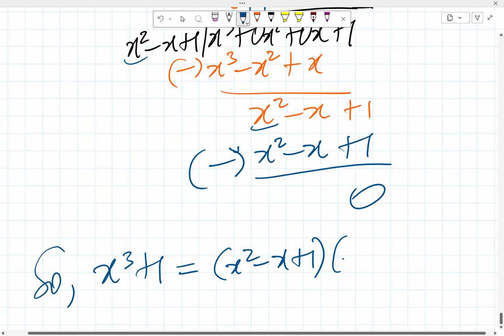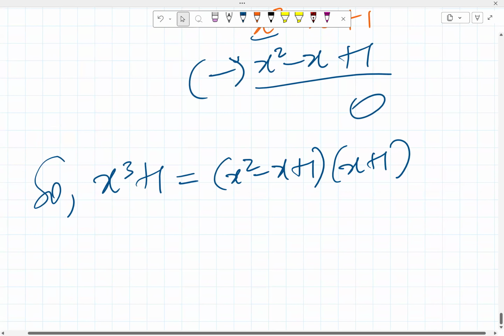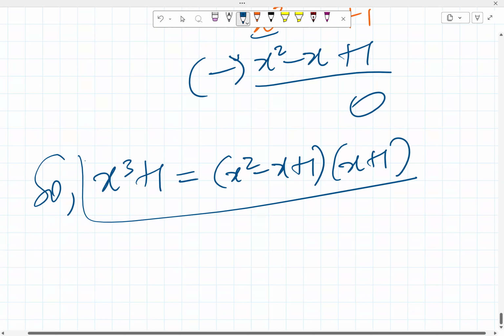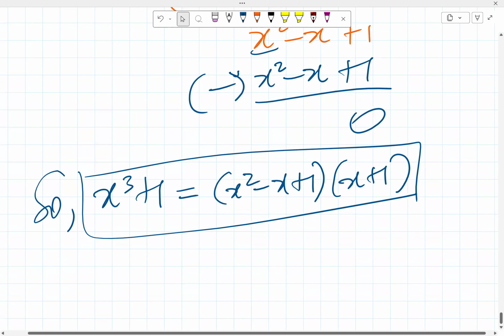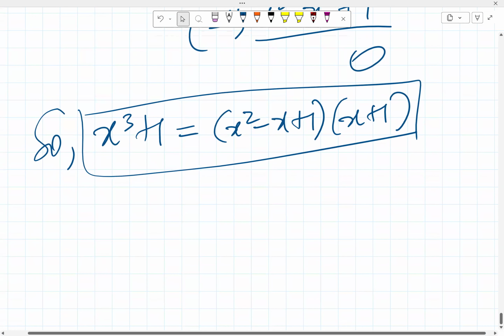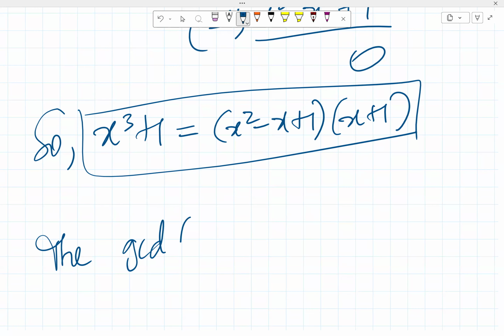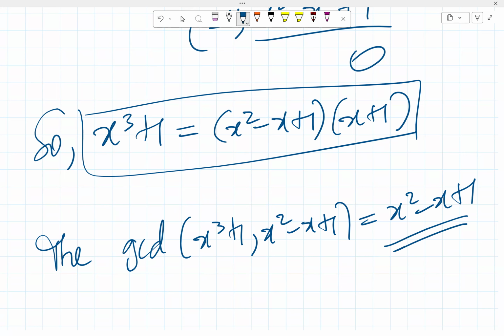The dividend is x plus 1. Okay. So since there are no remainders here now, oh, I didn't know this would be so straightforward. Since there are no remainders here, we can simply say that the GCD of x cubed plus 1 and x squared minus x plus 1 is equal to x squared minus x plus 1.